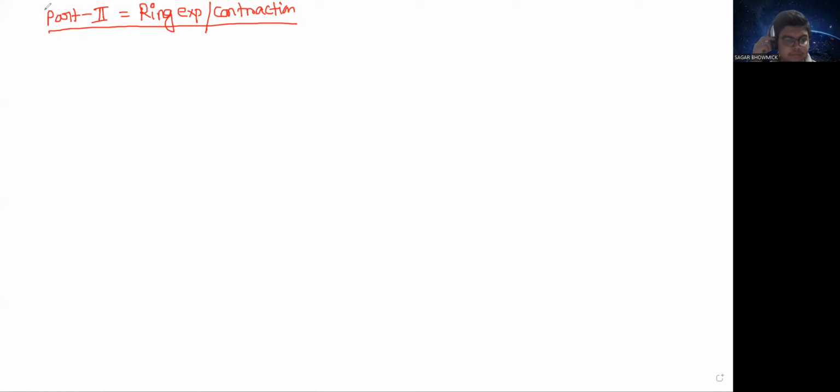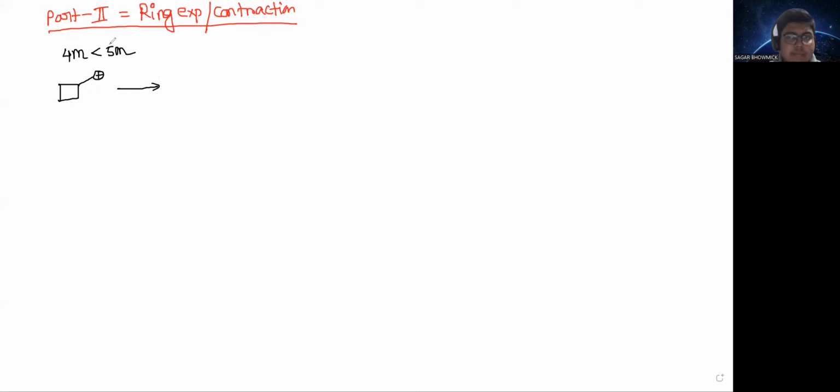For example, four-member ring stability: a four-member ring is less stable than a five-member ring. Okay, if my carbocation is this plus, then what will happen?